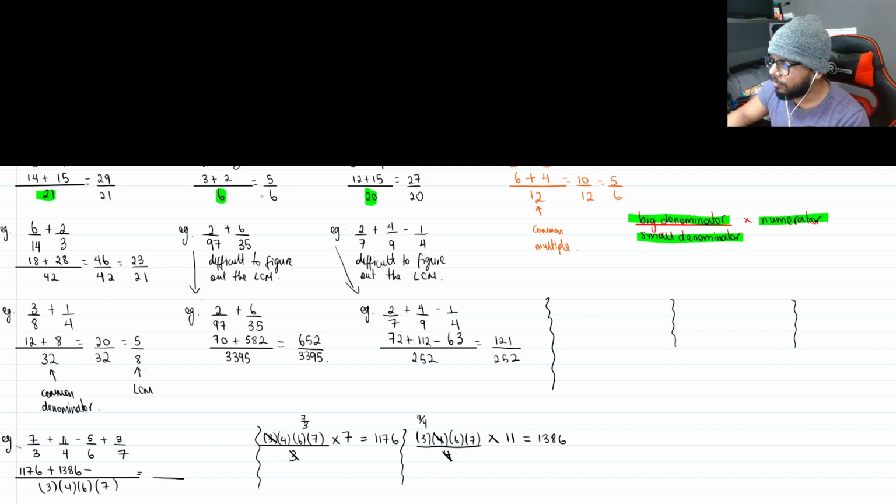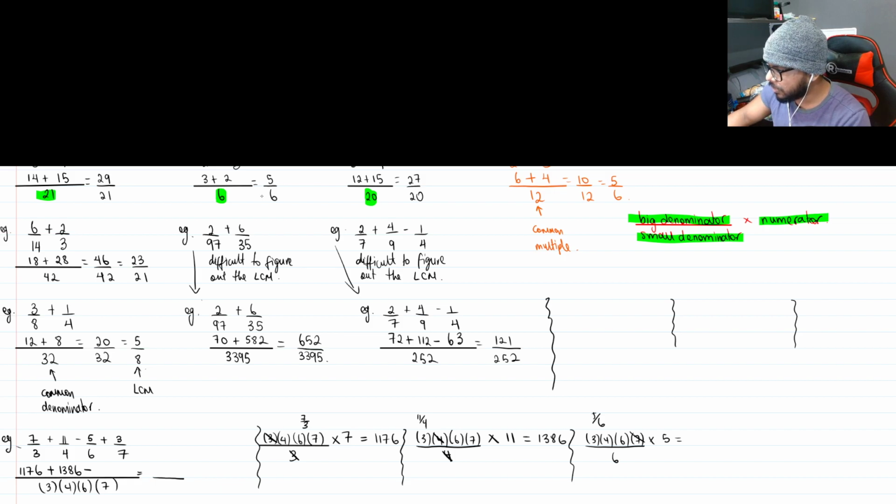Take away. My third fraction is 5 over 7. In this case, my small denominator will be 7. My big denominator I keep. My numerator will be 5. So big denominator 3 by 4 by 6 by 7 divided by small denominator multiplied by numerator. The 7 cancels with the 7 and I get 5 over 6.